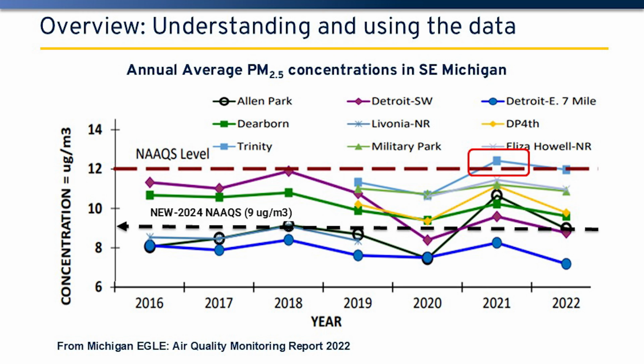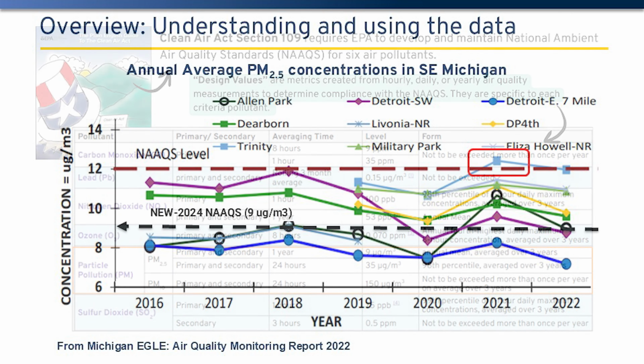The other monitoring sites show levels that in some cases approach the NAAQS standard prior to 2024, but do not go above it. The monitoring stations located in Southwest Detroit, Dearborn, Trinity, Military Park, and Detroit Police 4th Precinct are consistently above the new standard of 9 micrograms per cubic meter during the time period shown on this graph. And if those levels persist, they will be considered in non-compliance with the new health-based standards for PM2.5.